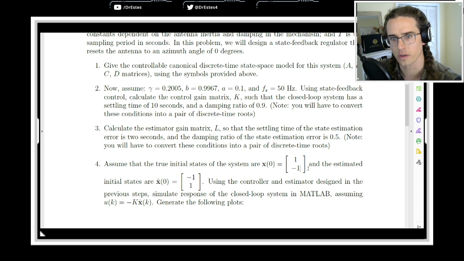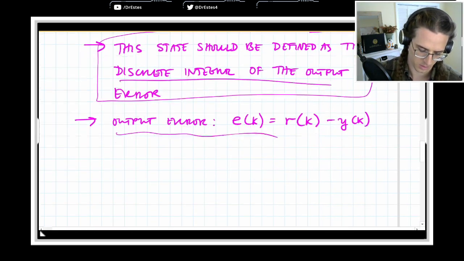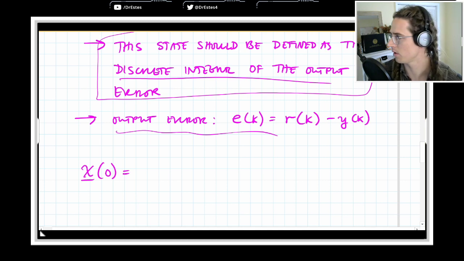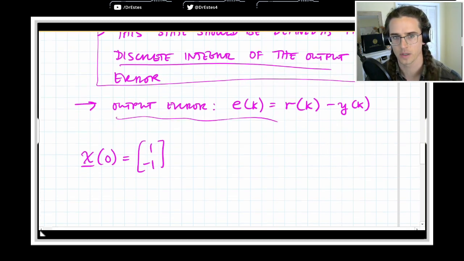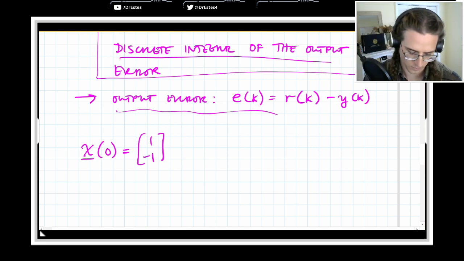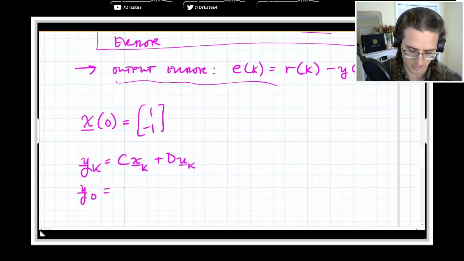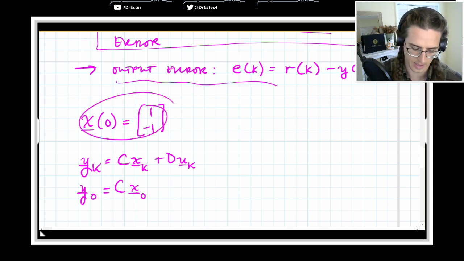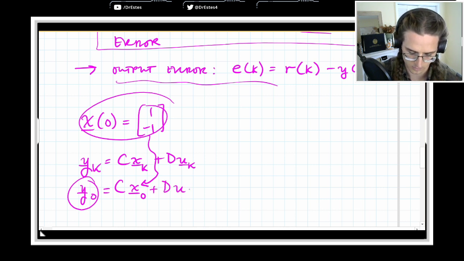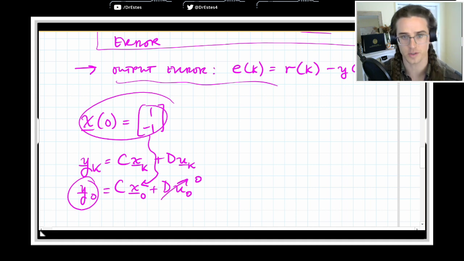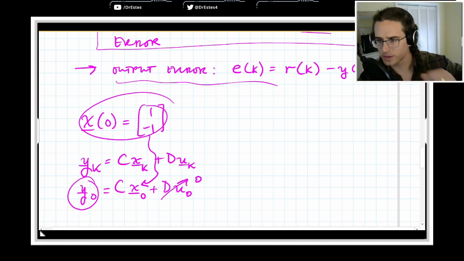Now, if you're looking for the initial output given these states, like, let's go over here. So if you have X at time 0 is 1, minus 1 or something, and you want your initial output, we have the equation y_k is C x_k plus D u_k. So this formula works for the initial time step as well. Given that, you can figure out what the initial output would be. I think the D matrix is 0, so you don't even have to worry about that. Is that what you're asking, Carl?